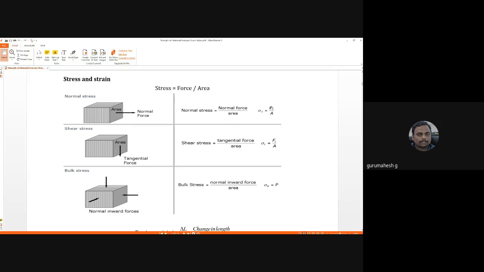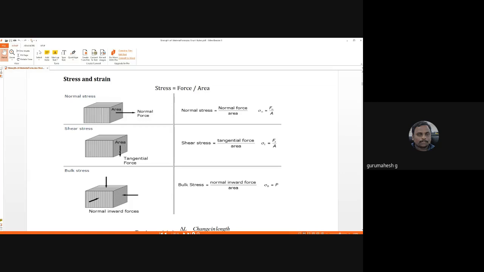So sigma n is equal to the normal force, generally represented as Fn by A. A means the area of the cross section subjected to load only. This particular face is subjected to load, so that's why we consider this as the area in this problem. Next comes shear stress.